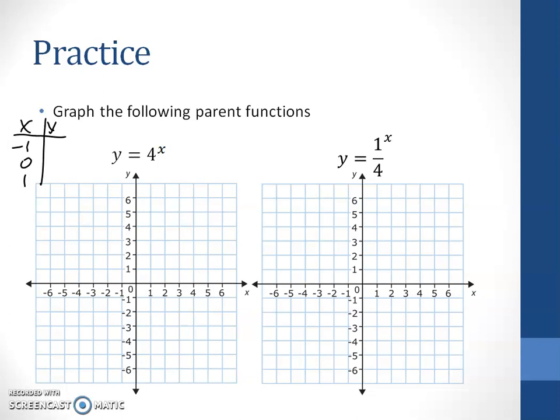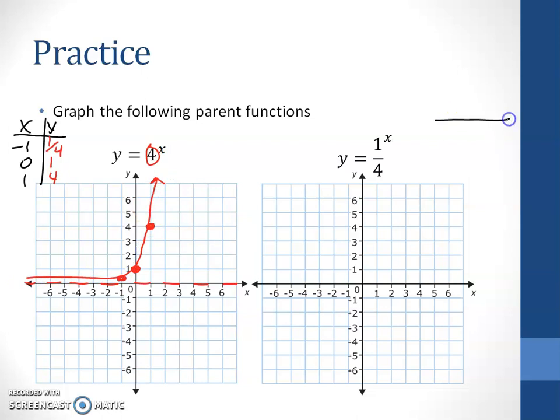Okay. 0 in this case will always go with 1. 1 always goes with the base, which is 4. And -1 goes with the reciprocal, 1/4. Okay? So I've got 0, 1. I've got 1, 4. I've got -1, 1/4. Get that as close as you can to where 1/4 would be. I'm not going to count that wrong if it's a little off. There's an example of that function here.